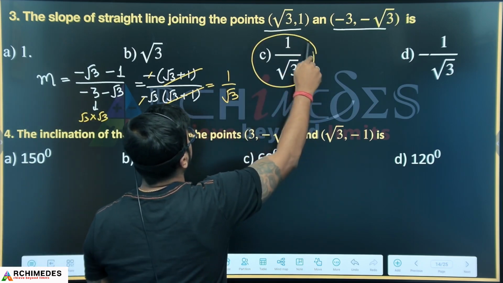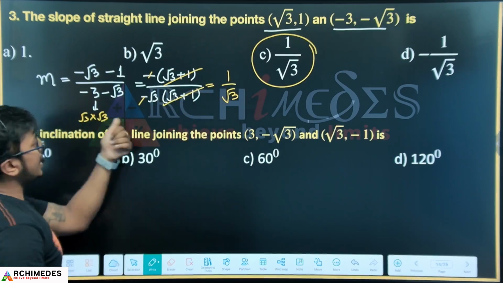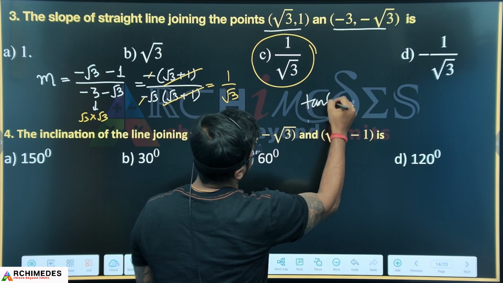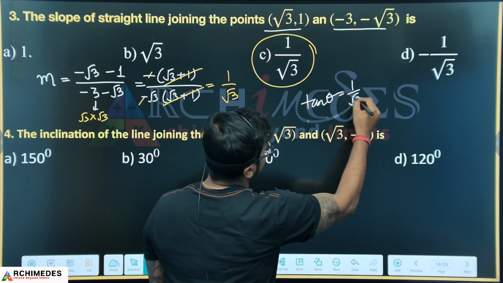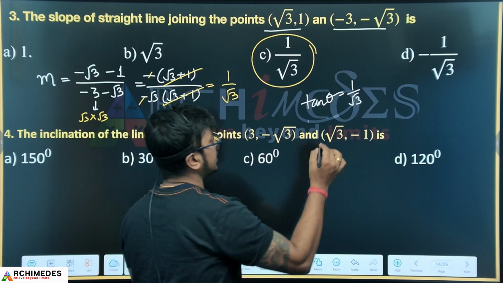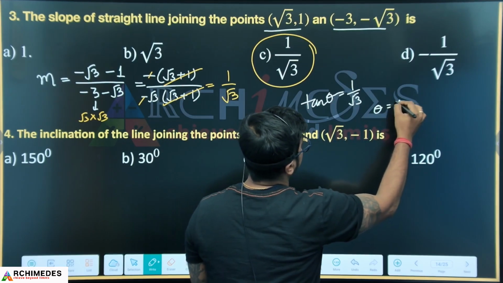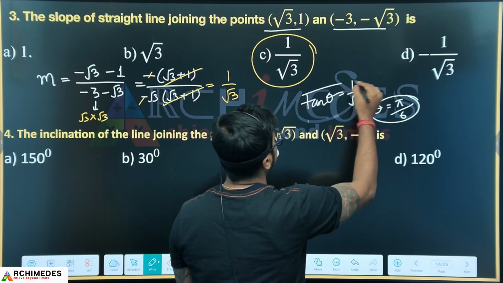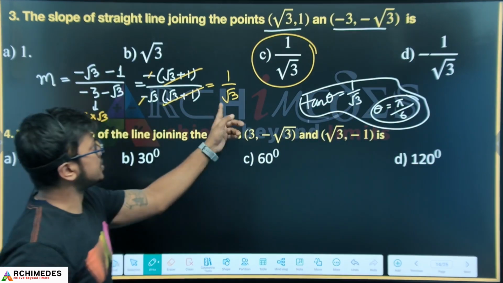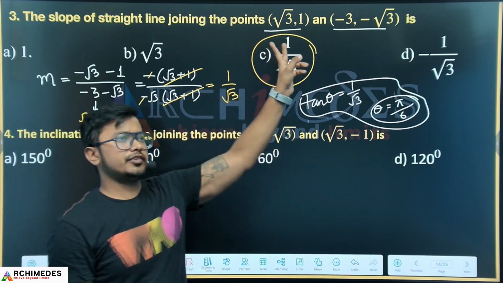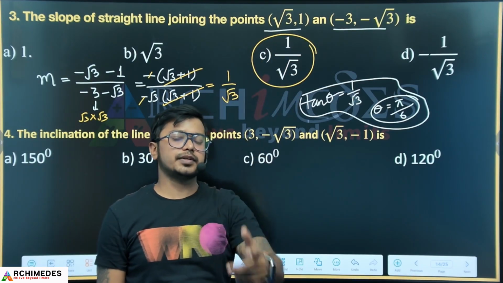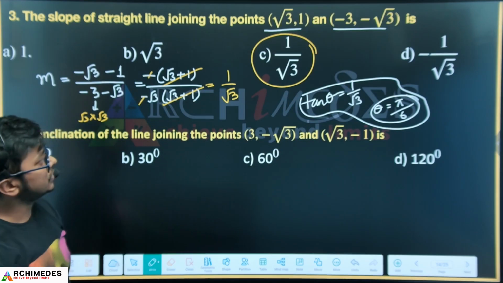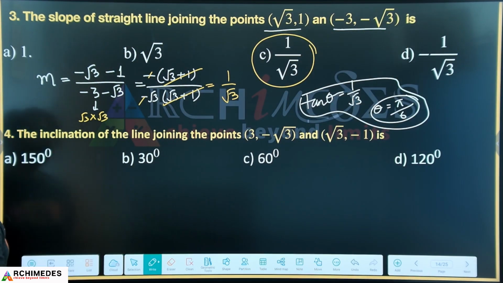If in the question, instead of slope, inclination is given, then if tan theta is 1 by root 3, suppose, an extra question I am doing, 1 by root 3 is tan of what value? Definitely 30 degree. So theta will be pi by what? 30 degree means pi by 6. But here the inclination is not given. Here the slope is being asked. So whenever it is slope, we have only two formulas: one with respect to theta, another with respect to y2 and the points. Since points are given, I am using that formula.